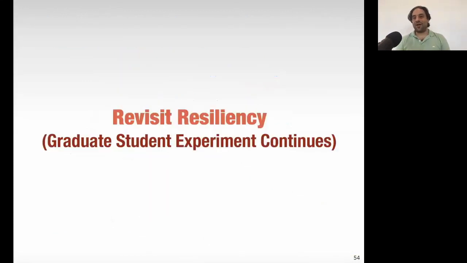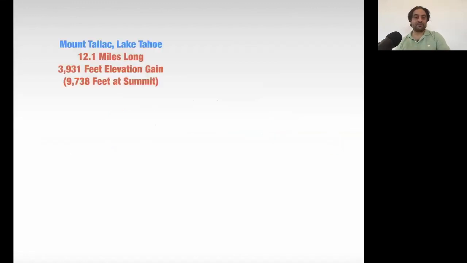And with that, I'd like to come back, revisit our resiliency exercise, and then continue to go back to our graduate student experiment. So looking at the third hike that we went, this is one of the hardest hikes that I've done myself on a single day, which is Monolithic, also in Lake Tahoe. This is only 12 miles, but it's a 4,000 feet elevation gain, and it really happens in a few miles.